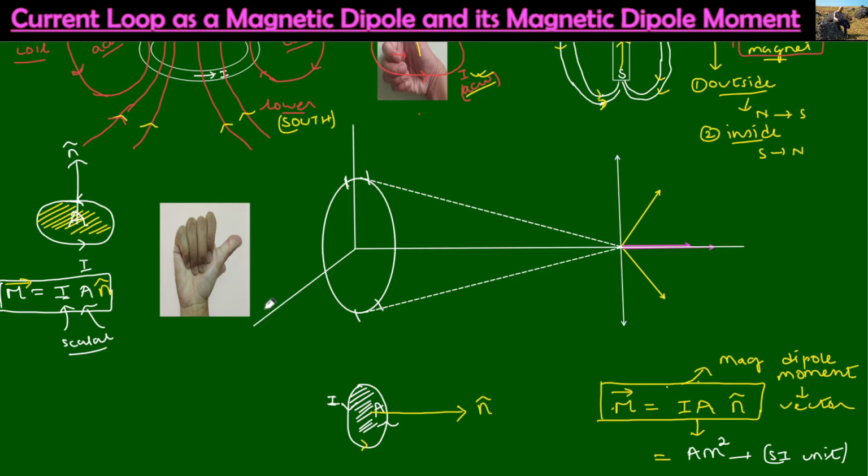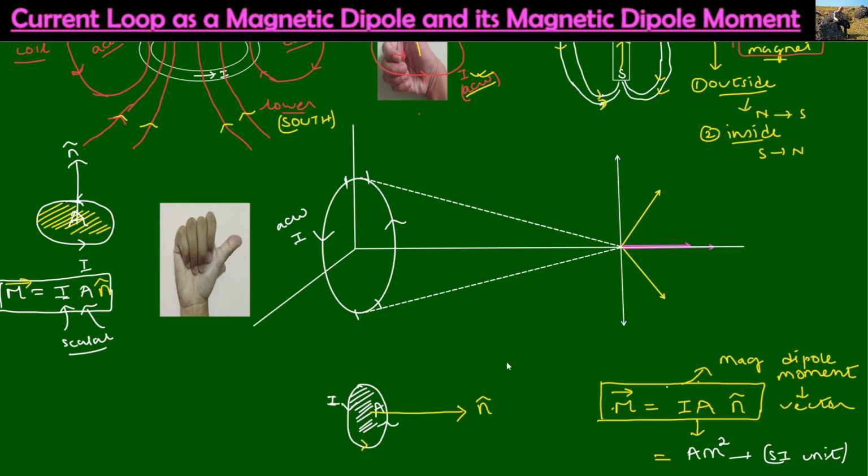Now just to reiterate what we have learned, let this be the direction of the movement of current. So the current is moving in the anti-clockwise direction. In order to find the direction of the magnetic field produced by this coil, you can use the right hand thumb rule.